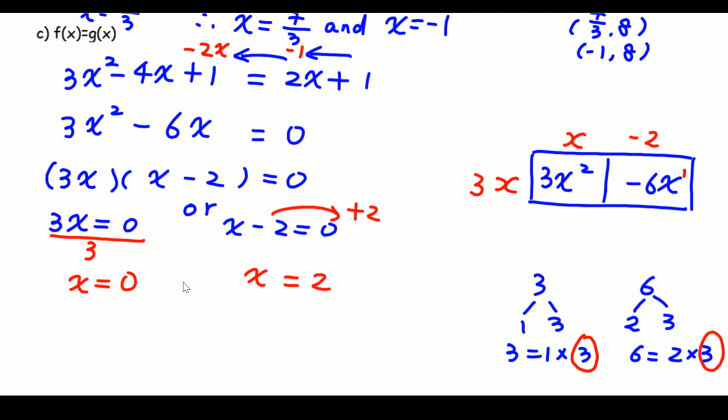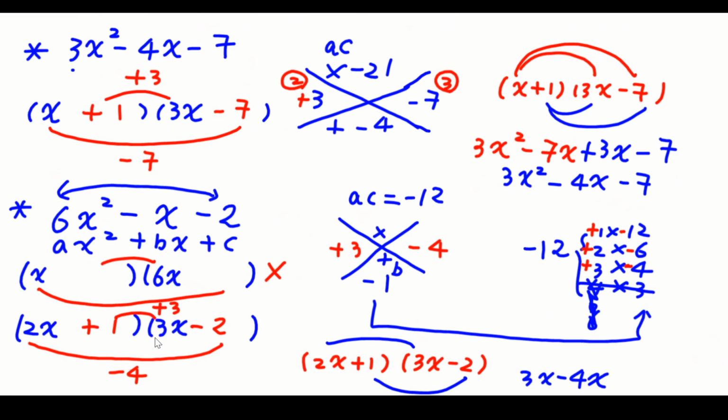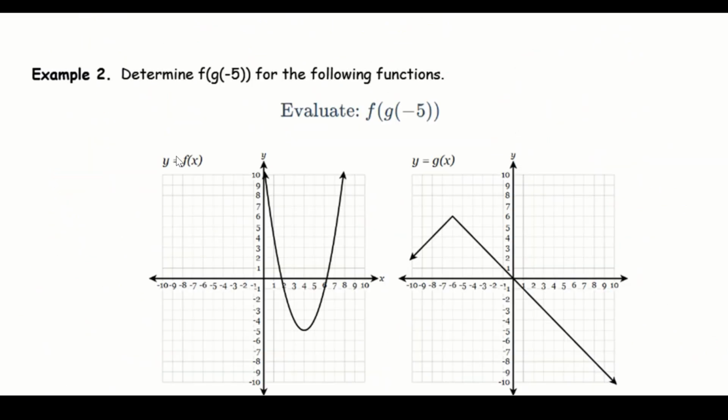So x equals 0 and x equals 2 will make the y value the same for the 2 graphs. At x equals 0 and at x equals 2, the 2 y values will be the same. So this is for f at x equals g at x. Then we continue to see example 2.